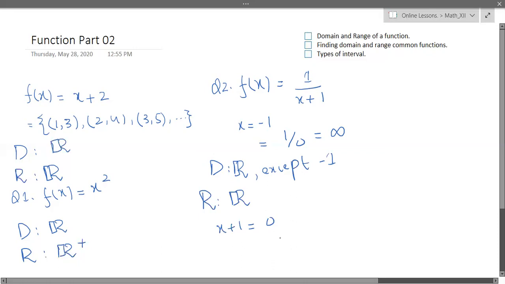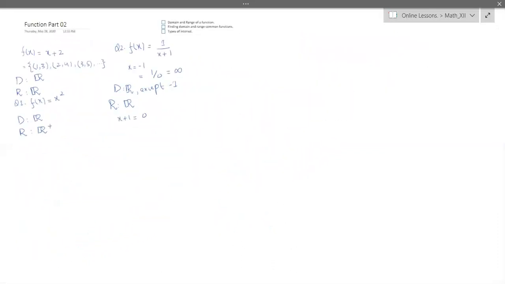All right, now let me just quickly zoom out to make more space. Now let's consider one more example for identifying the domain and range of a function. Before that, we also need to know the types of intervals, because the example that I'm about to discuss has a complex domain. Complex means that it is not as simple as the examples that we just discussed. So, intervals.